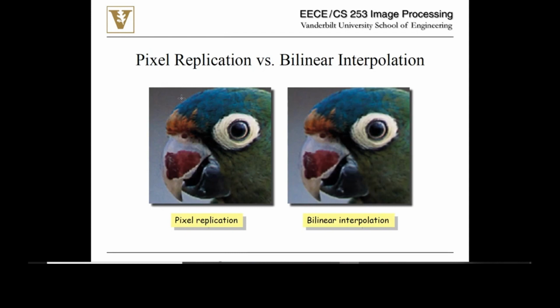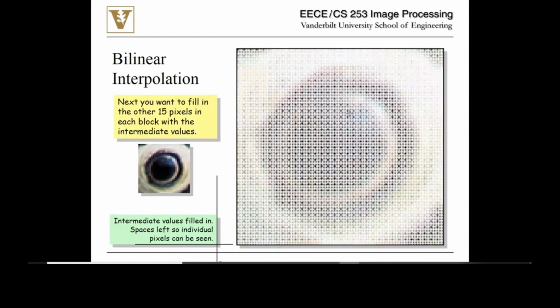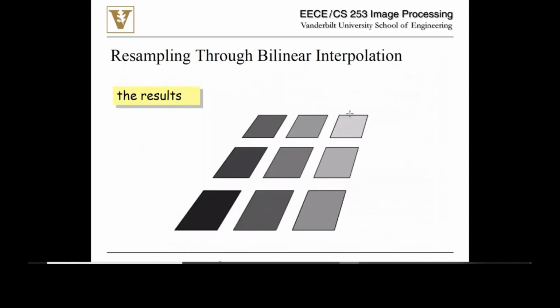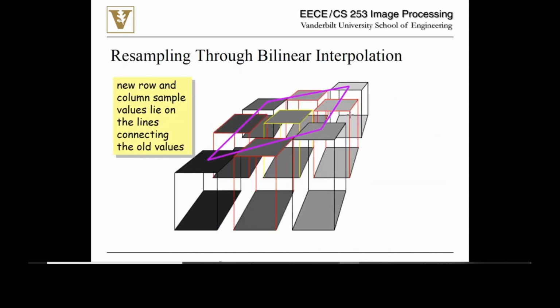When you look at the result, you notice the difference in quality. This is the nearest neighbor interpolation. This is the bilinear interpolation. It is called bilinear because we are fitting a plane in 2 dimensions. So here is our plane. In this direction we have a line, in this direction we have another line. It is a bilinear interpolation.